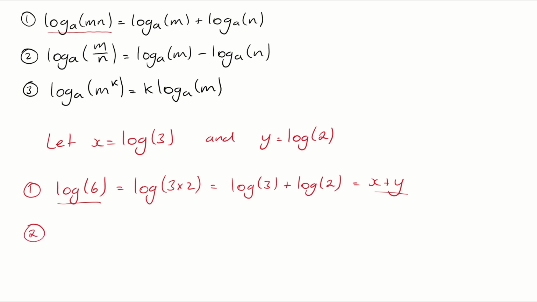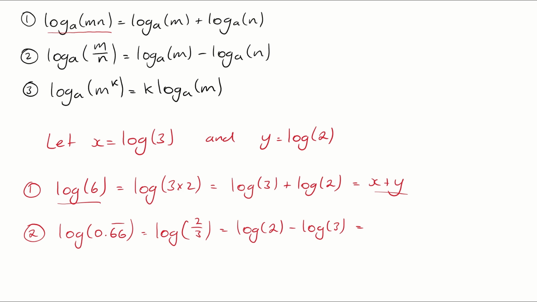Similarly, if we were asked to find what log of 0.66 recurring was, we know that that is equal to log of 2/3, which is log of 2 subtract log of 3. And log of 2 is equal to y, subtract log of 3, which is x. So there we're just using our difference rule. Let's have a look at another one. Let's look at what log of 81 would be.